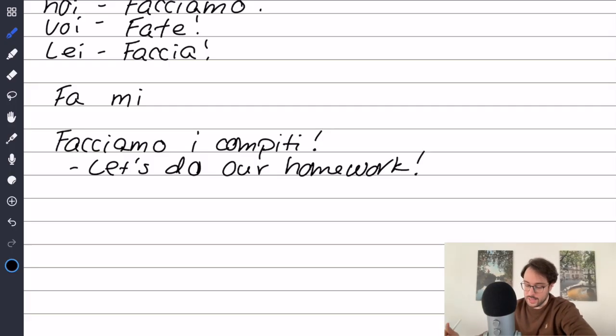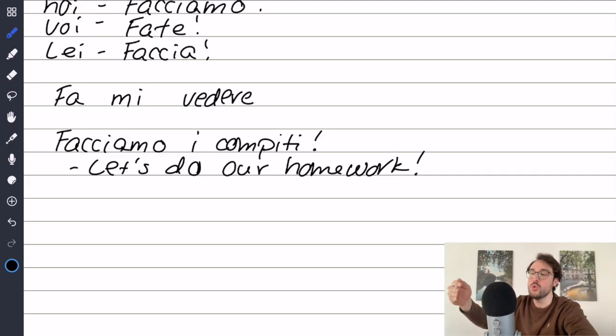If instead I want something to be done onto me, like why don't you do the homework for me? Or why don't you let me see your homework, right? Like make me see it. You can also do something like that. So we have fare with me, that's the idea. So fa, mi, and then I want to say vedere, because I want to say let me see, make me see. That's basically the idea.